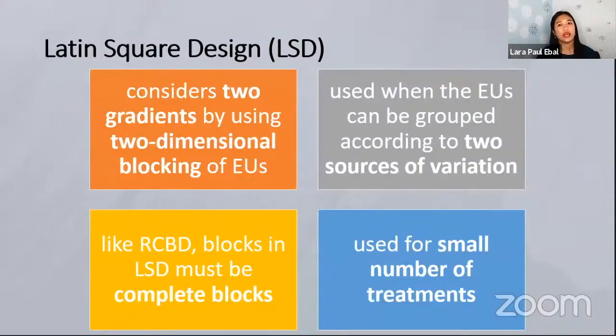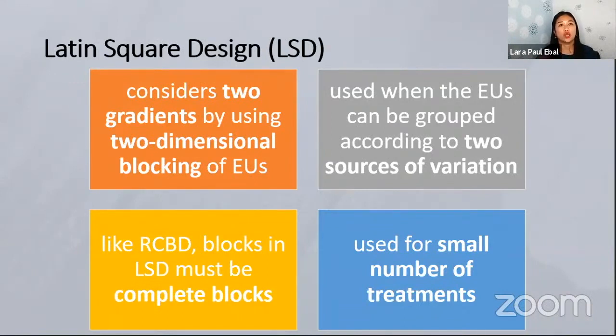Recall again what if I asked you about this: what if this nuisance factor is not just one factor, so it could be two. That's why we have to deal with this. We have to apply the Latin square if you have two blocks or two nuisance factors. So consider two gradients. Those are the two blocking factors, by using two-dimensional blocking of experimental units, used when experimental units can be grouped according to two sources of variation.